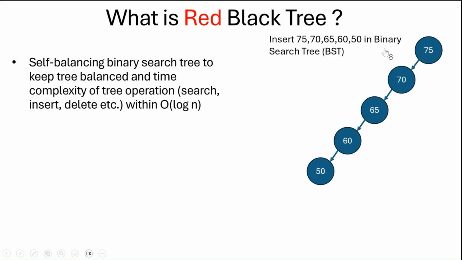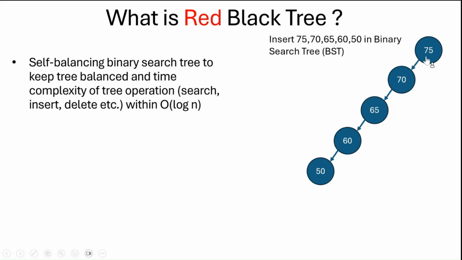Because in a binary search tree, we follow the property where for each node, the values smaller than that node value are added on the left side of that node, and the values greater than that node value are added on the right side of that node. And because of this insertion order, our normal binary search tree structure will look like this.